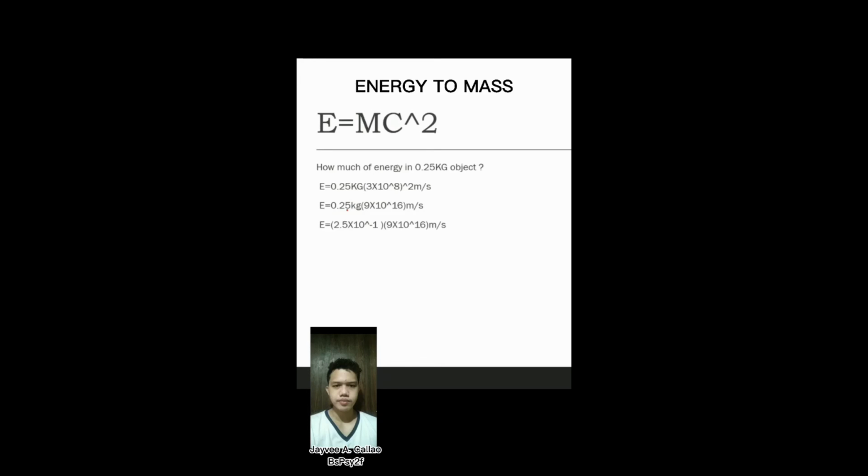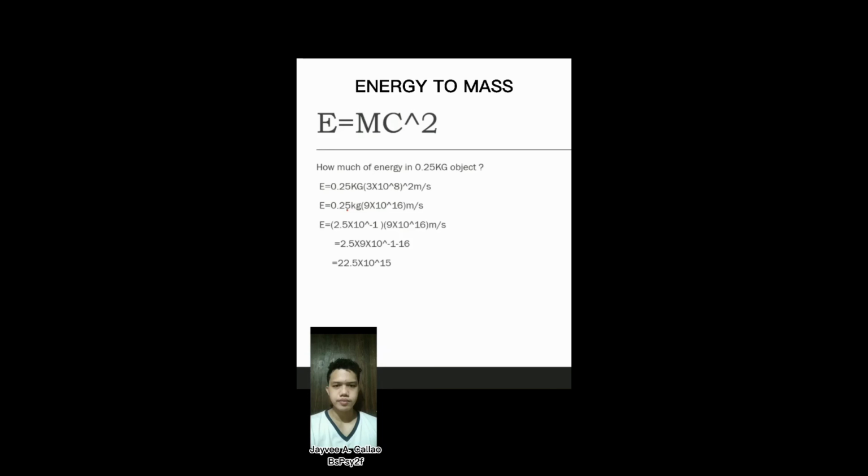Since we have now two scientific forms, we can now multiply it. Just multiply the first number and add the exponent. Again, we cannot change the times 10 because it's a fixed number. So 2.5 times 9, which is 22.5, and -1 plus 16 is 15.